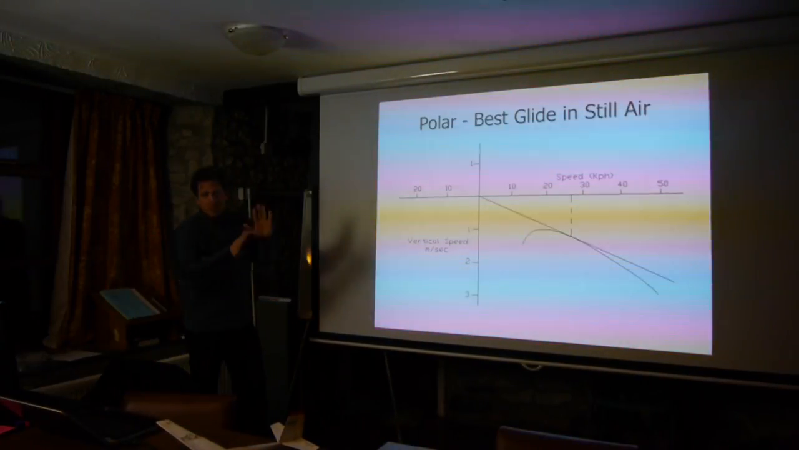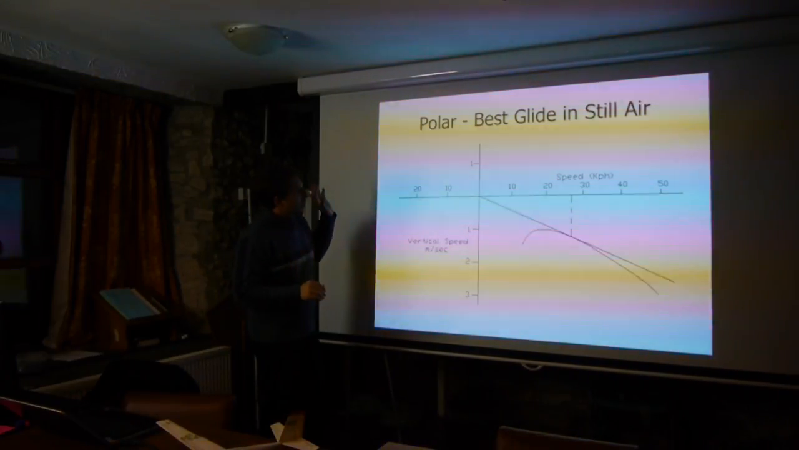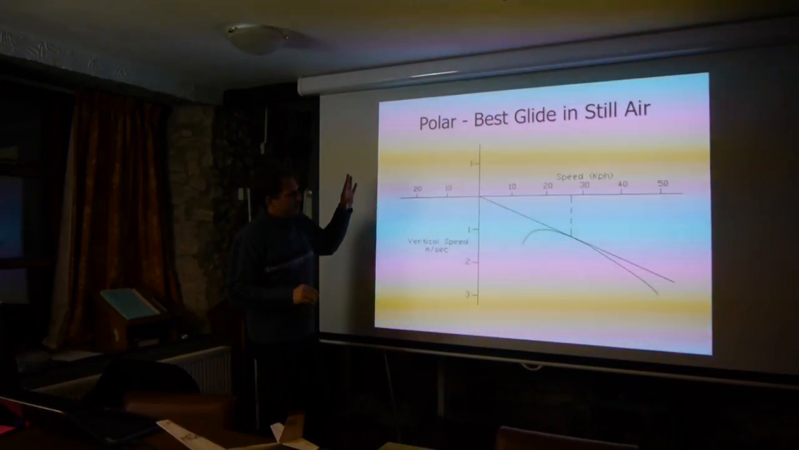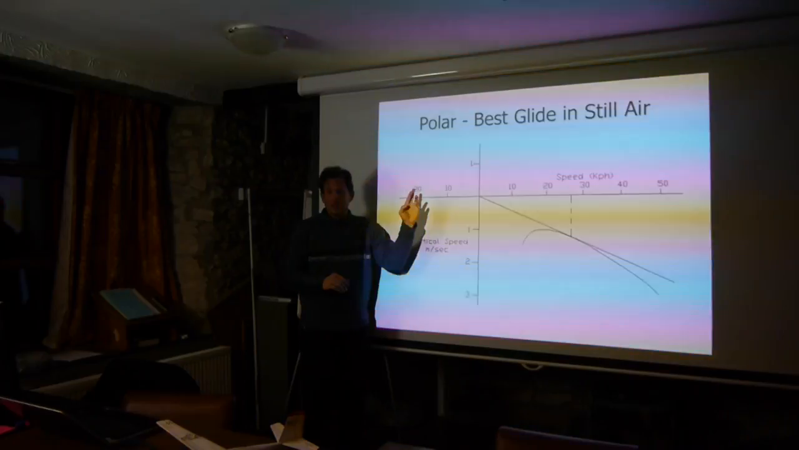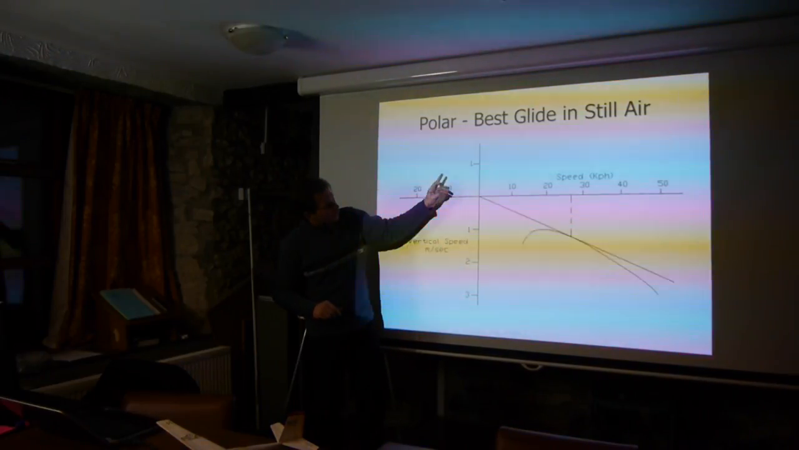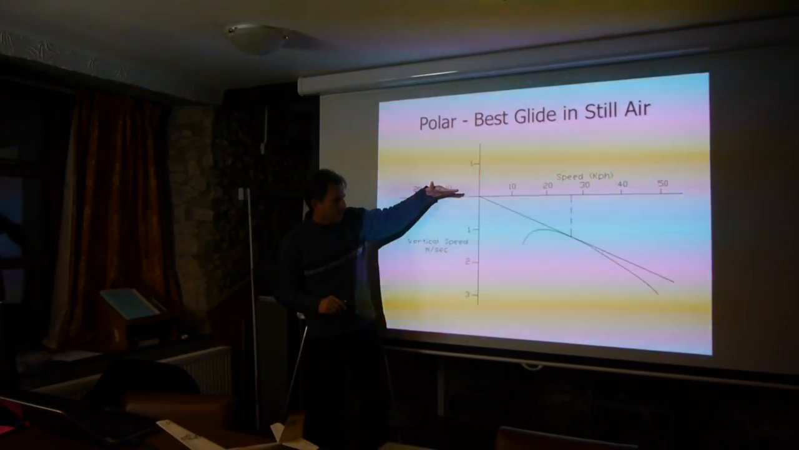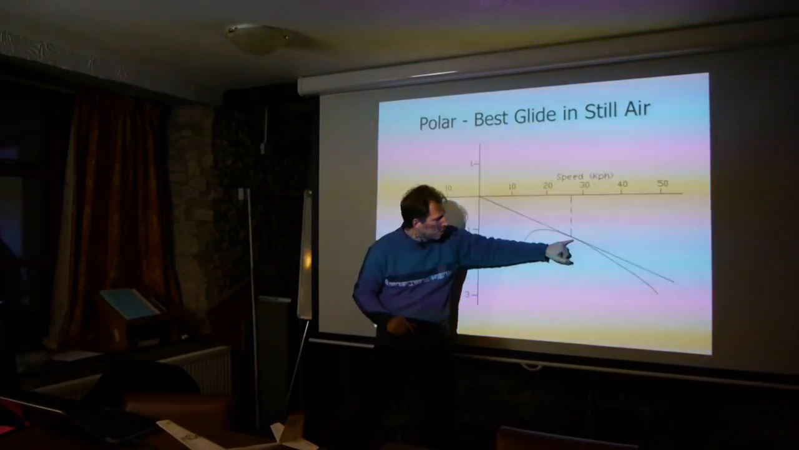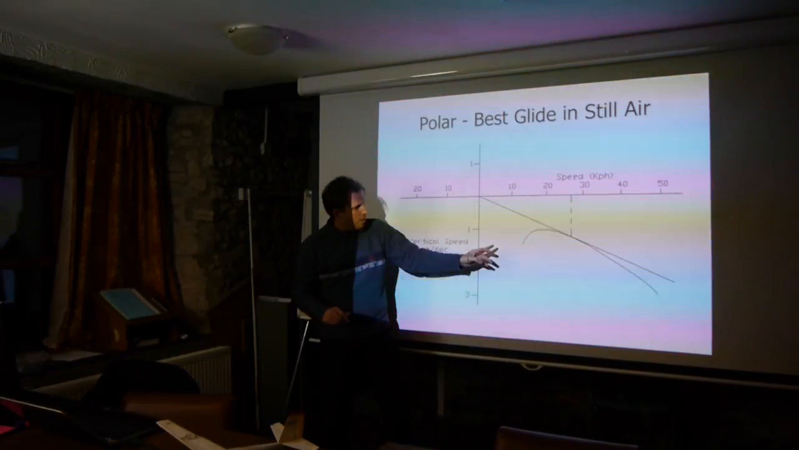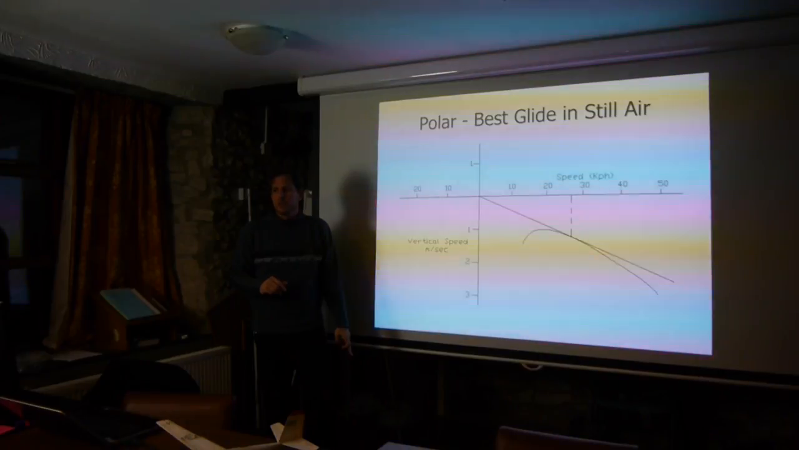To get your best glide in still air, so either the air is the same, it doesn't move, or there's no air, same thing, what is your best glide? What you do is you start from the speed of the air, which in that case is zero, and you draw a tangent. You know tangent? It's the line that will just touch the minimum possible of that curve there. Are we okay with that?